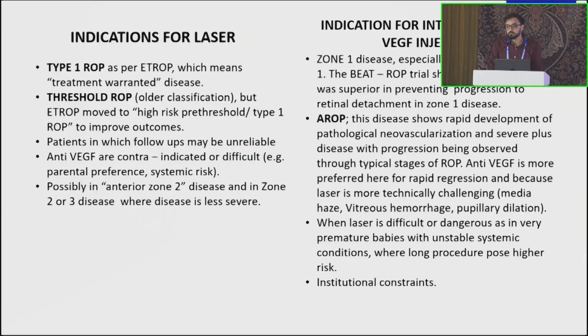The indications for laser are type 1 ROP, threshold ROP, and patients whose follow-up is not reliable, and anti-VEGF is contraindicated. The indication for intravitreal injection is type 1 ROP in zone 1 and AROP. AROP doesn't follow the rules of stages of ROP and shows rapid progression. Injection is also used when laser is difficult and dangerous, or where institutional constraints are seen.